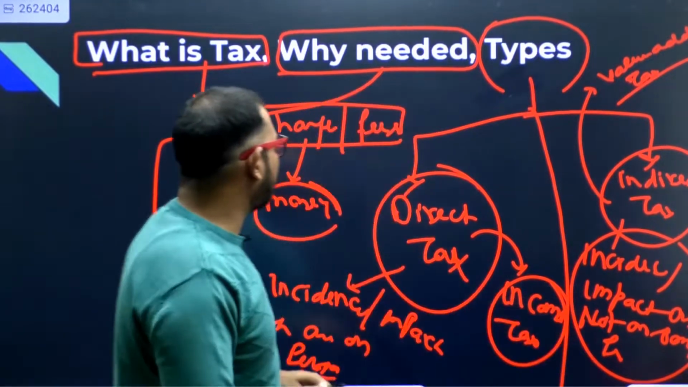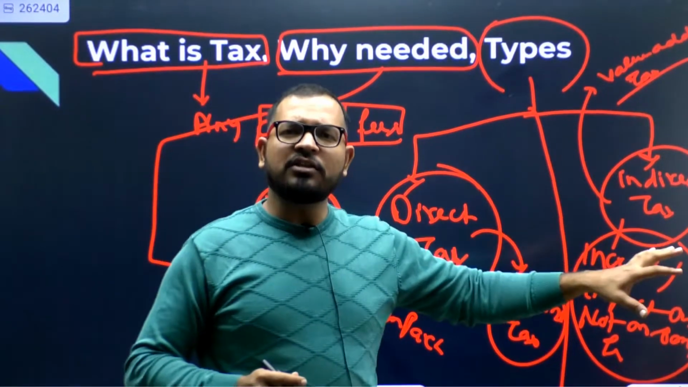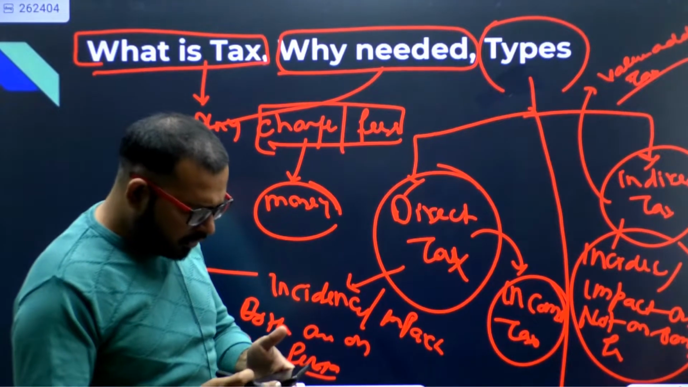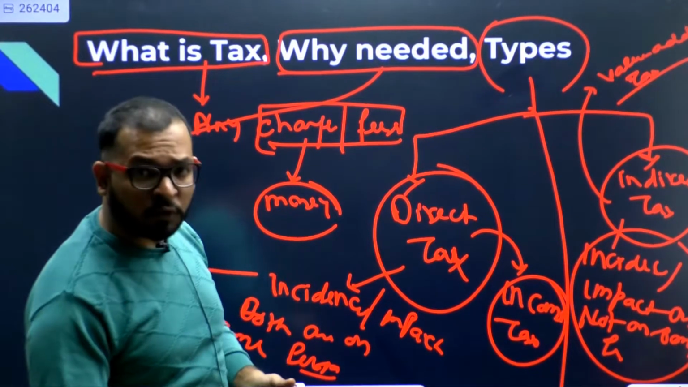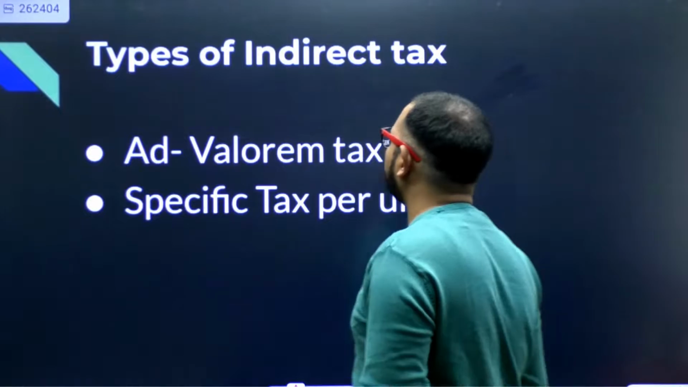So these are basically the types of taxes based on incidence and impact. I hope you are all understanding. If you have not, then please do let me know in our comment section. No issues. Now let's talk about this.